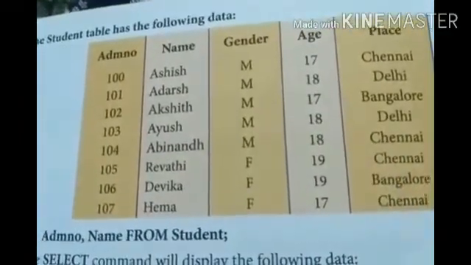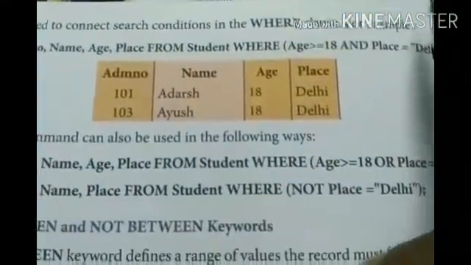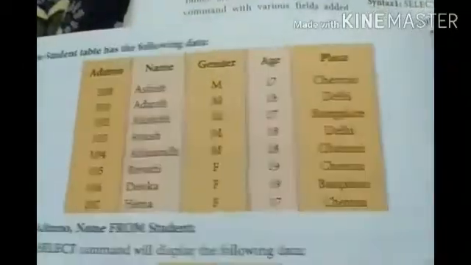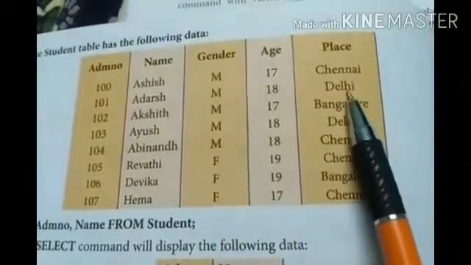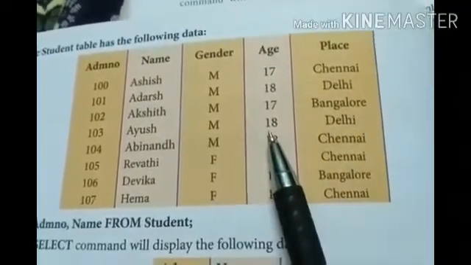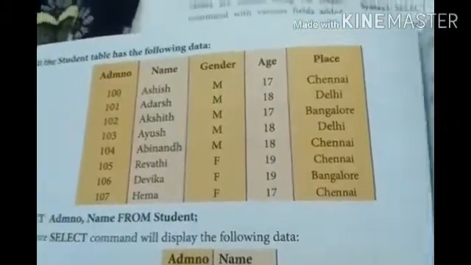But the condition here is not Chennai; here place is equal to Delhi. So those records which are satisfied: see here, Delhi, and then age is equal to 18. Delhi, and then age is equal to 18. So the Others and Ayush records alone got displayed.